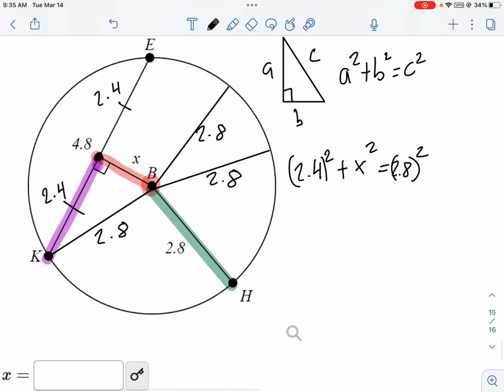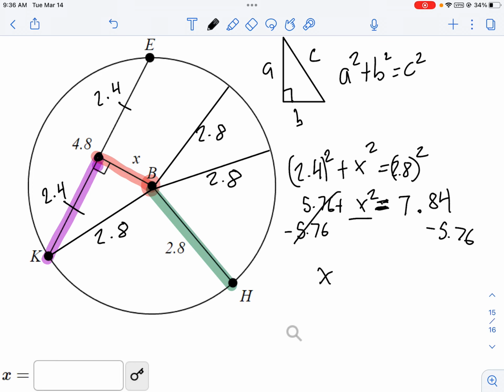So all we do is finish solving. 2.4 squared. Squared just means you have the same value multiplied twice. So 2.4 times 2.4 is 5.76. Plus x squared equals 2.8 squared, which is going to be 7.84, I believe. So we have 5.76 plus x squared equals 7.84. Now, if your goal is to solve for x squared, you want to get it alone. Right now you have a 5.76 on that same side, so we want to subtract it to move it over.